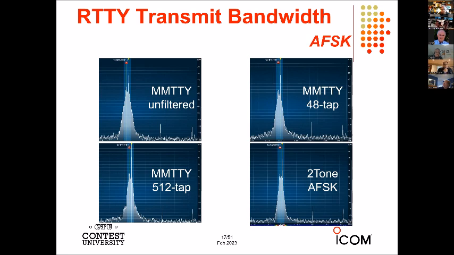But in the lower left is 512 tap settings. So you can go into MMTTY, and I encourage everybody to do this, and increase the taps to 512, and you can see that you get a narrower signal. And then in the lower right is two-tone AFSK, and two-tone has none of these adjustments. It's set up for the optimum narrow transmit bandwidth, and so there's nothing to adjust in two-tone, and you'll get that signal there, and you'll see it's equivalent to the 512 tap bandwidth in MMTTY.